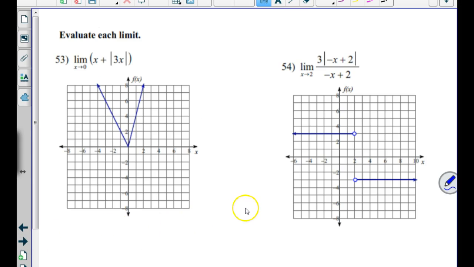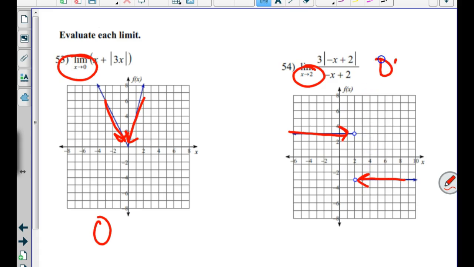Okay. There's some with a graph. Does this have a limit at 0, guys? As you approach 0 from both sides, is it approaching the same y value? Yes, what is that y value? 0. What about this one? Does it have a limit at 2? You approach from the left and the right. Is it approaching the same value? So this one does not exist.